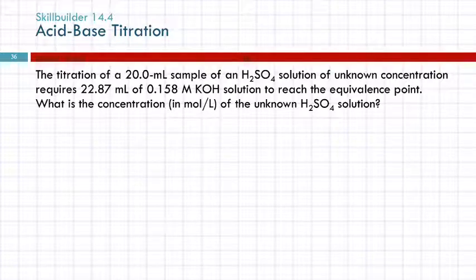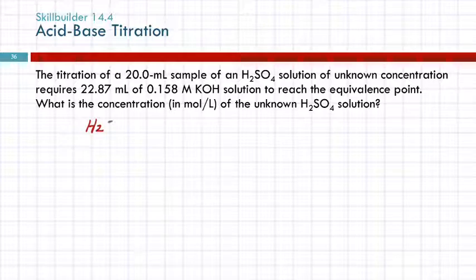So this is solution stoichiometry. Do not use M1V1 equals M2V2. Do not use that. We need a balanced chemical equation. We have a chemical reaction occurring. We're talking about 20 milliliters of H2SO4, and we're talking about 22.87 milliliters of KOH. Different substances. This is not dilution. This is a reaction. So first we need the balanced chemical equation.